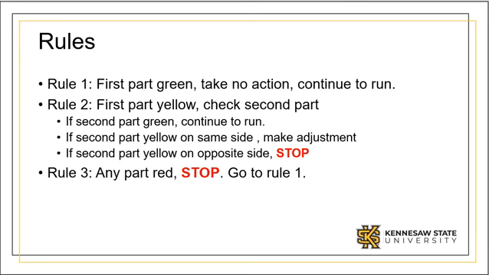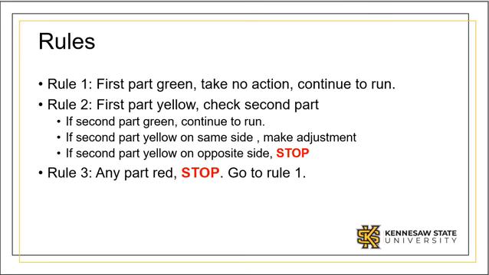If the second part measures within plus or minus 1.5 standard deviations, or the green zone, continue to run. If the second part measures outside plus or minus 1.5 standard deviations, but within plus or minus 3 standard deviations, but on the same side, make an adjustment. If the second part measures outside plus or minus 1.5 standard deviations, but within plus or minus 3 standard deviations, but on the opposite side, stop the process.